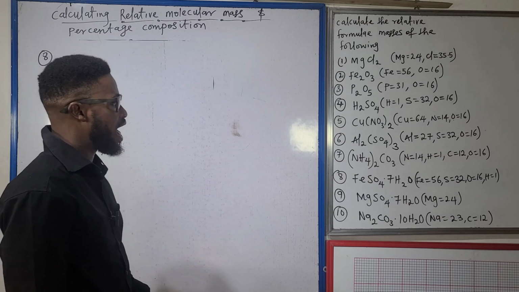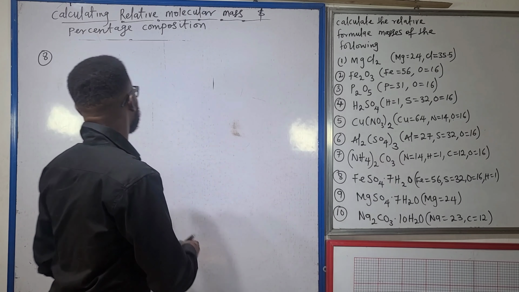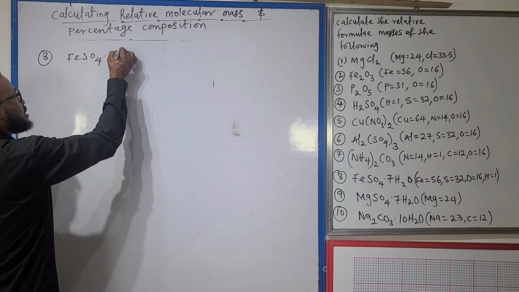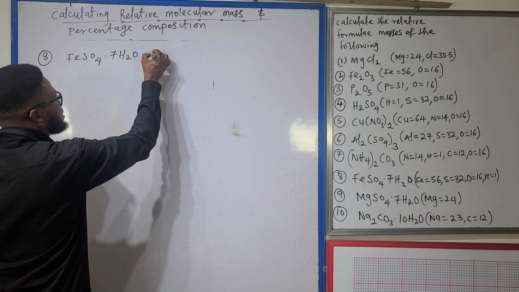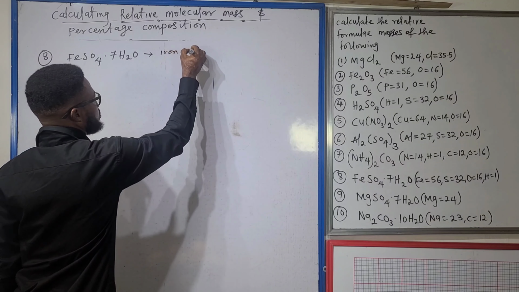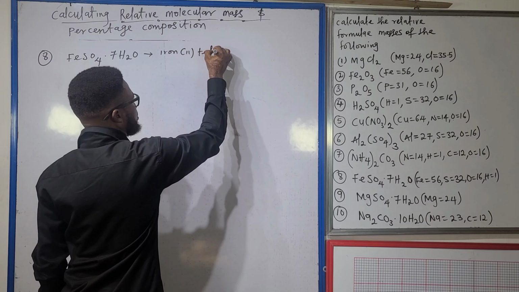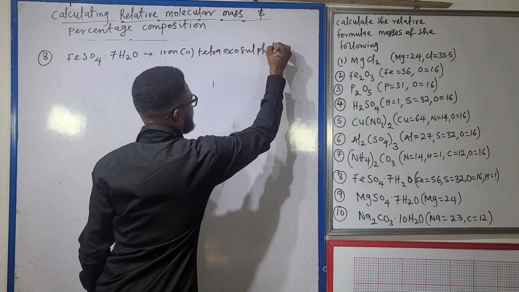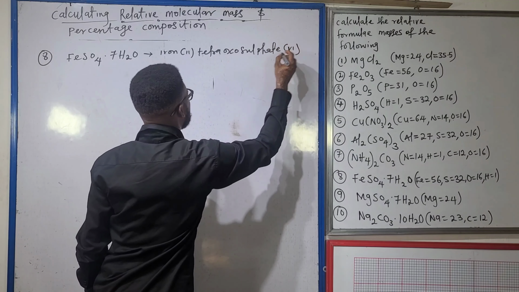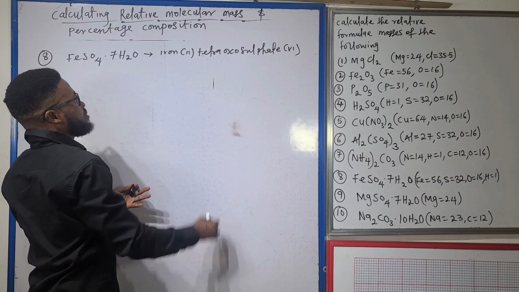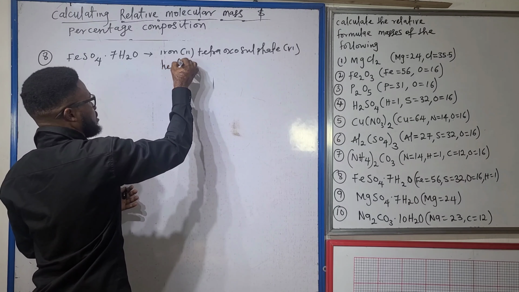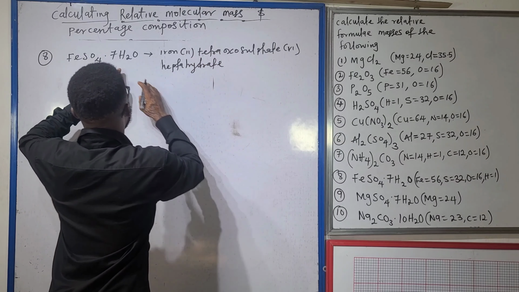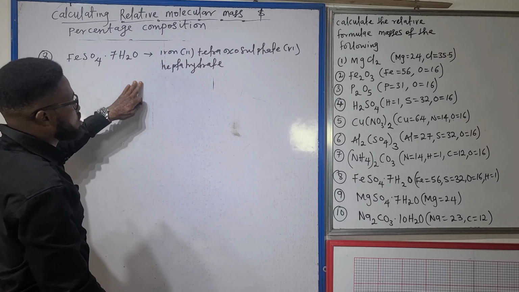Question 8 talks about iron sulfate heptahydrate. Yes, this is FeSO4.7H2O, and this is iron(II) tetraoxosulfate(VI). 7 is hepta, just like heptagon, heptahydrate. In other words, when we have water, this is what we call water of crystallization.